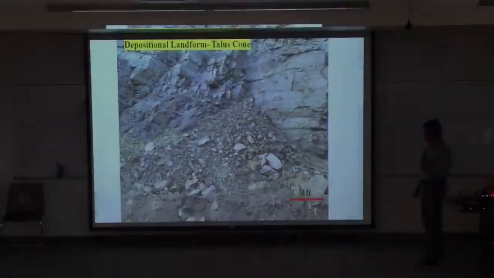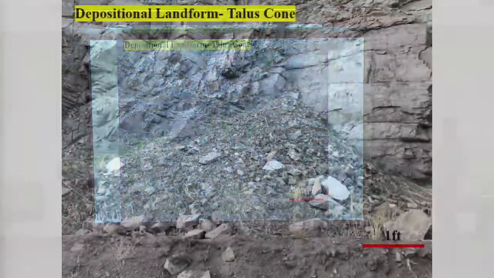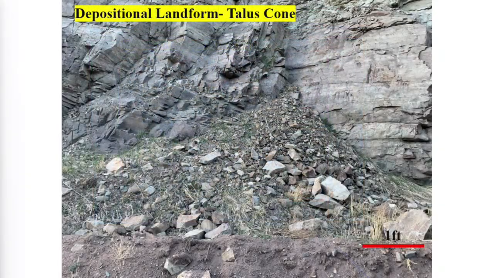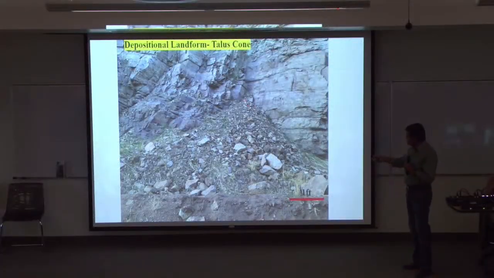This is a depositional landform. This is a much smaller landform than what we've been looking at so far. This is about 5 feet across. This is a talus cone. A talus cone is a depositional landform because it's this cone-shaped feature that's created by sediments that have been deposited at the base of the slope as they come down the side of the hill.